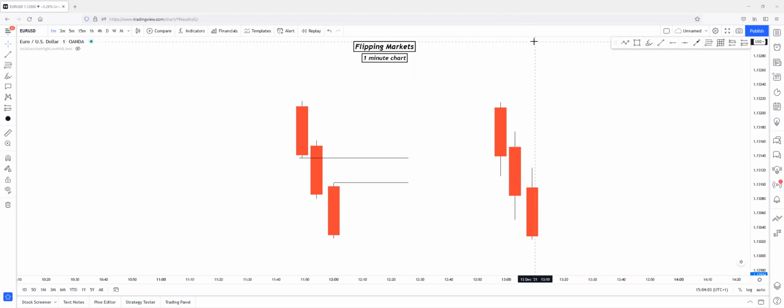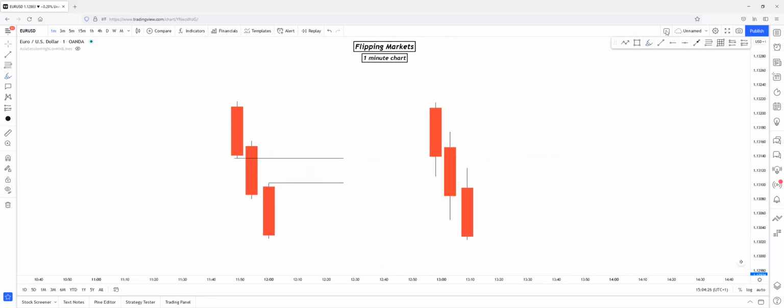If price moves rapidly, printing several candles, and the wicks between the candles don't meet, it will be inefficient. So as you can see, price is printing several candles here, and the wicks between the candles, so this one and this one, don't meet in the middle. So this gap between the price is inefficient. So basically, inefficiency means gap between the wicks.